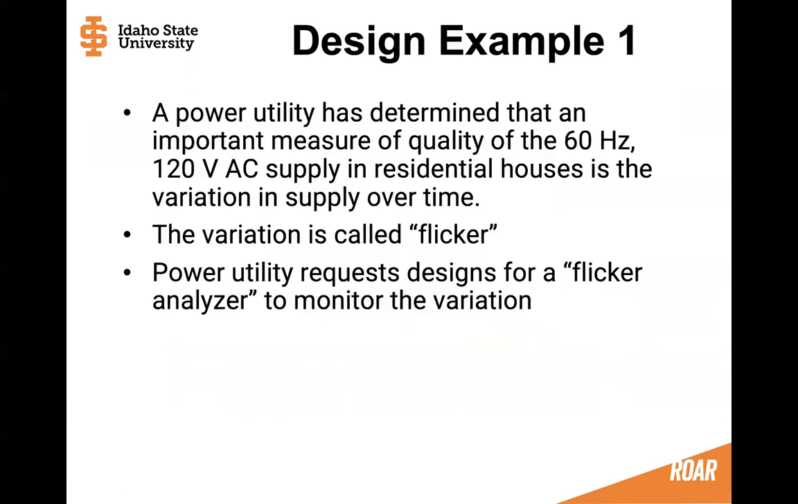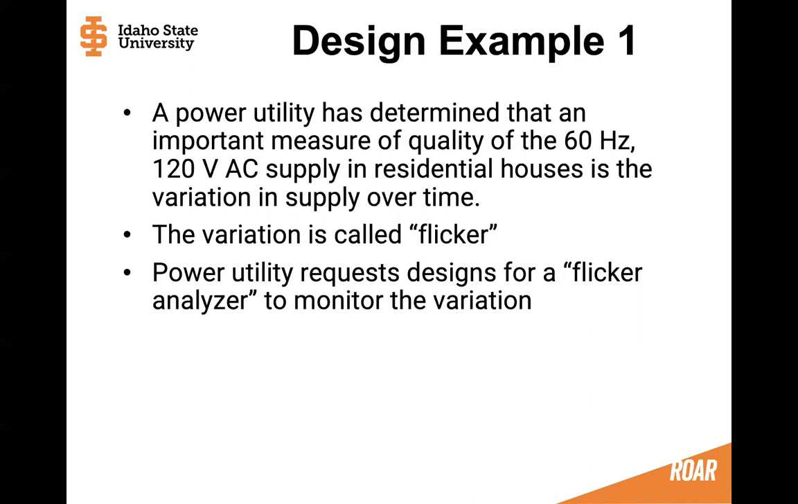So then let's take a look at a second example design, and this one's a little bit more detailed. Let's say that a power utility company has determined that they need to measure the quality of their 60 hertz, 120 volt AC supply in residential houses. They need to monitor this, determine the quality, and find out what the variation in supply is over time. And that variation they call the flicker. So the power utility is looking into the flicker because this is an important measure of the quality.